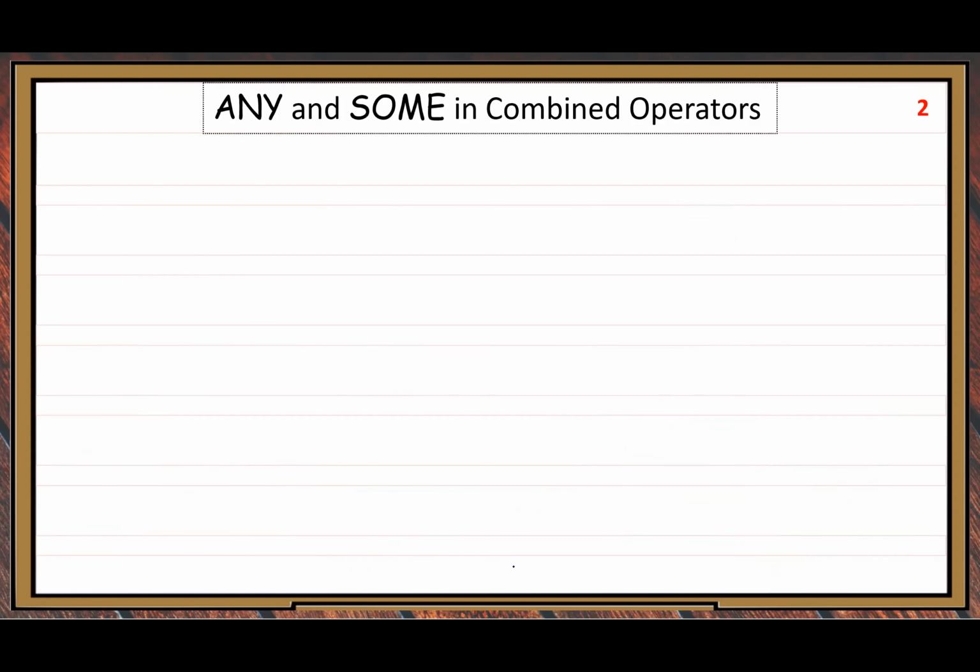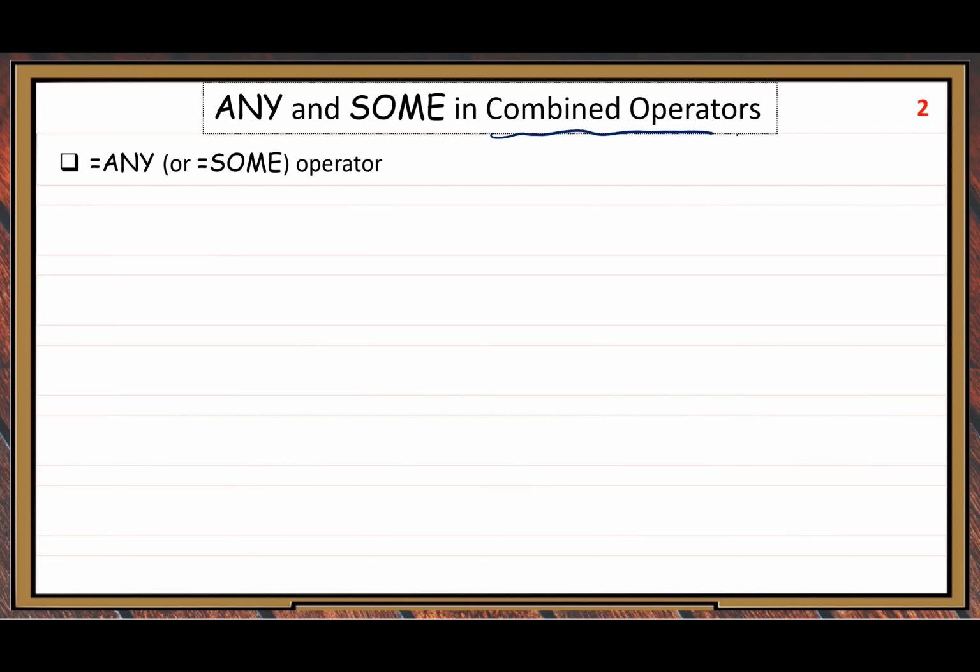Now, then special operators, any and some in combined operators. We may use some simple operators in our queries. Here, equal any or equal some operator, especially equal any. This operator's name is called equal any, a combined operator.